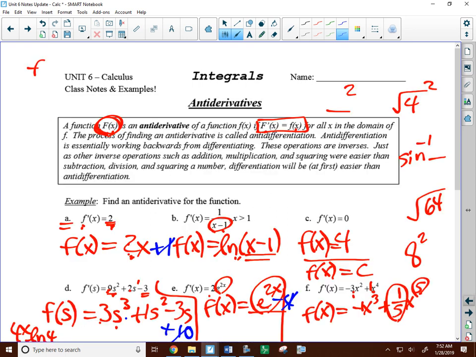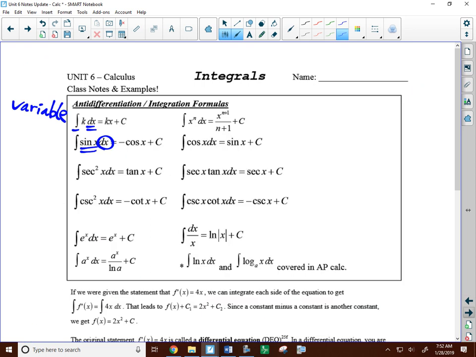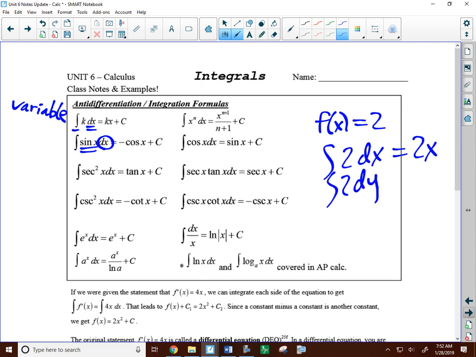So let me, what was the first one we did here? 2. So if my function is 2, and it said find the antiderivative of 2, I'm doing part A on the last page. Antiderivative of 2, and it said dx, the answer would be 2x. But if it said the antiderivative of 2 dy, then the answer is 2y.